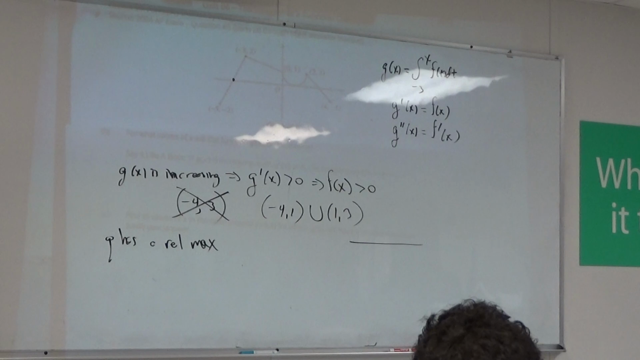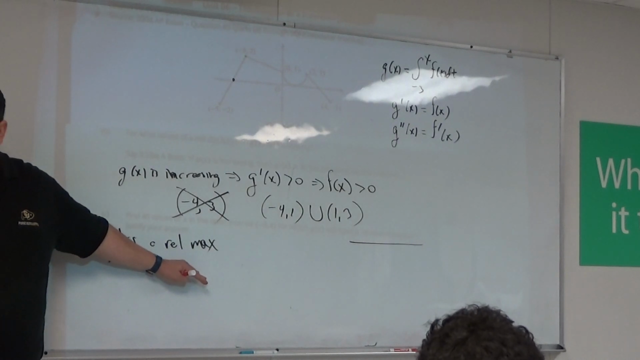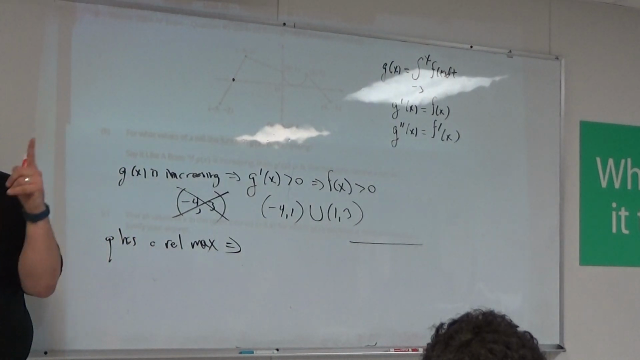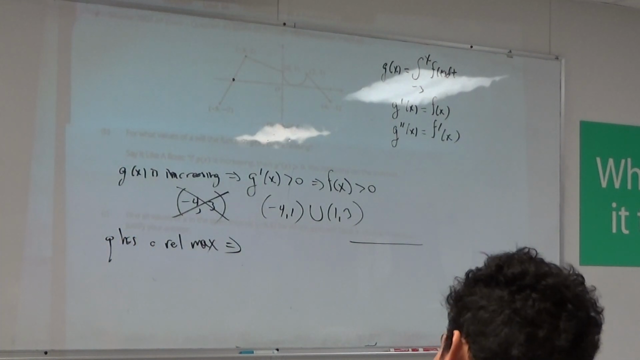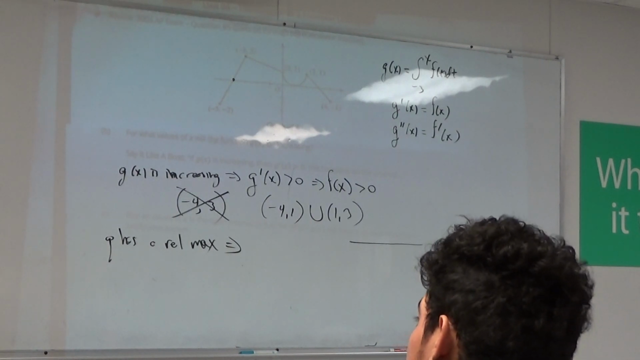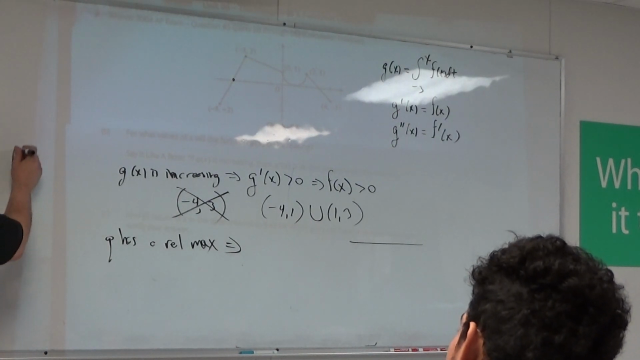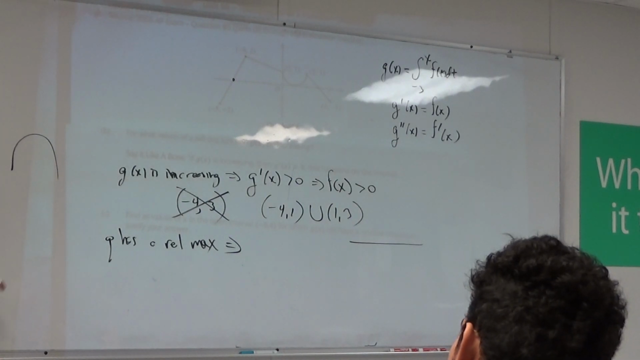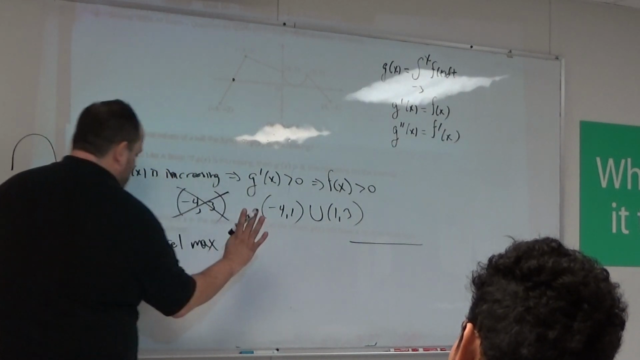Or the sharp kind. I don't see G. What's the thing that you do know? G has a relative max. We know G prime and F are the same thing, but relative max doesn't mean decreasing. You just said G looks like this. Diego, what happens? Does it change from increasing to decreasing? What changes from increasing to decreasing?